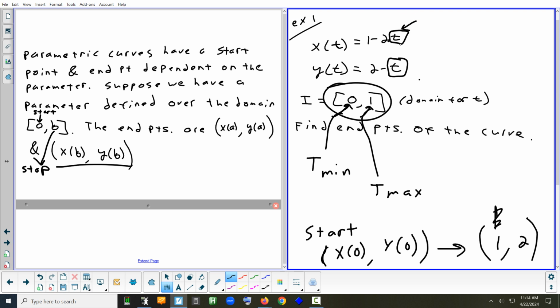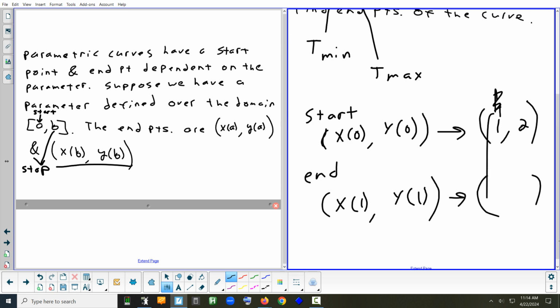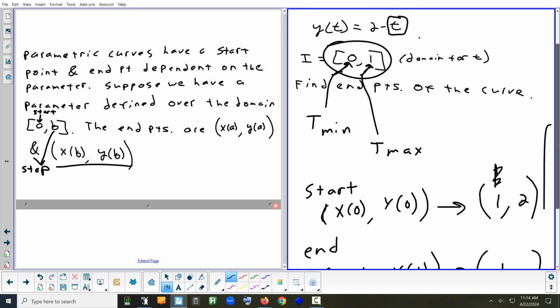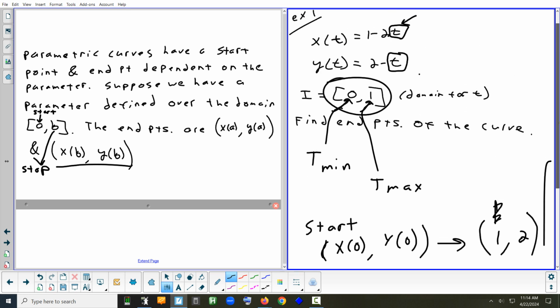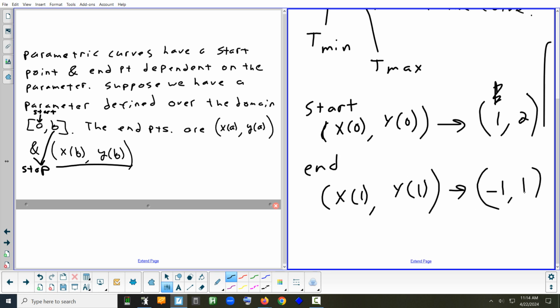What's 2 times 1? 2. And then 1 minus 2? That's negative 1. Let's put that. Okay, so negative 1. And let's plug in 1. Okay, what's 2 minus 1? 1. So there's the coordinate where this graph is going to start and stop.